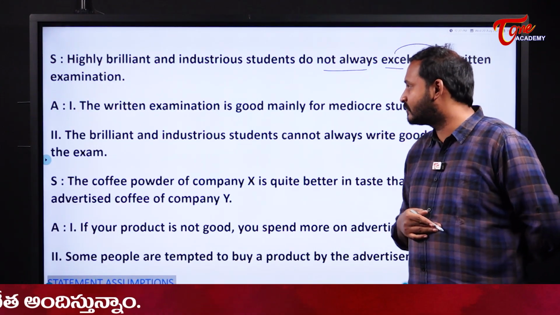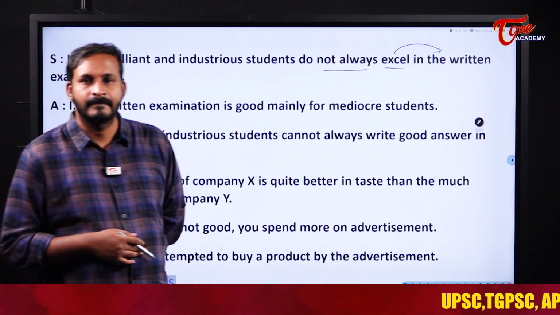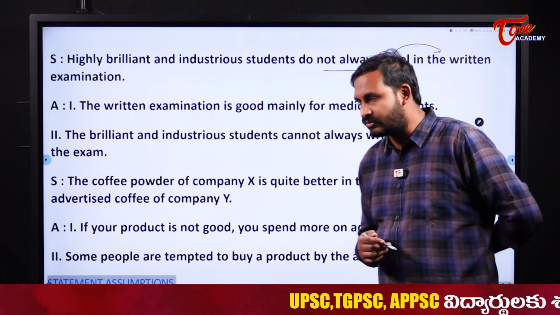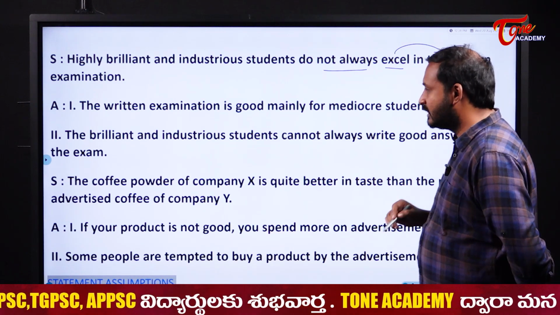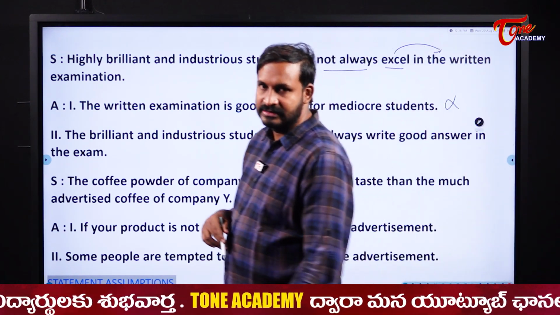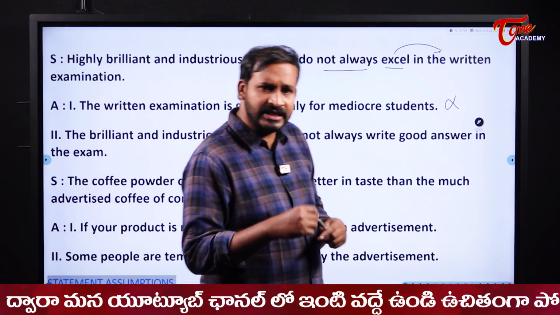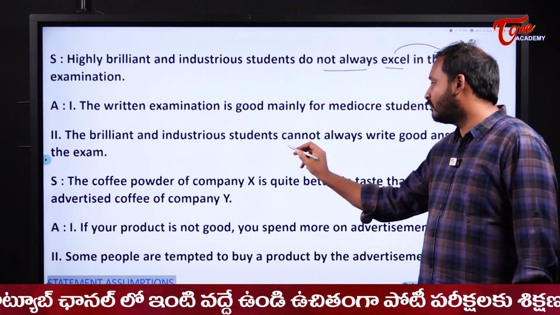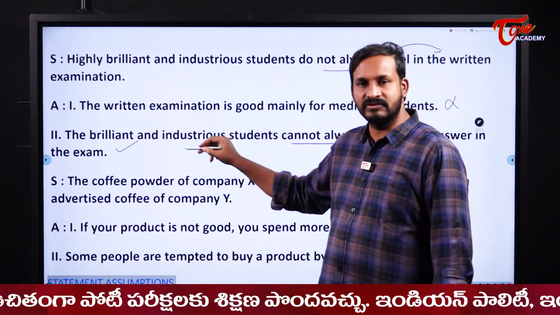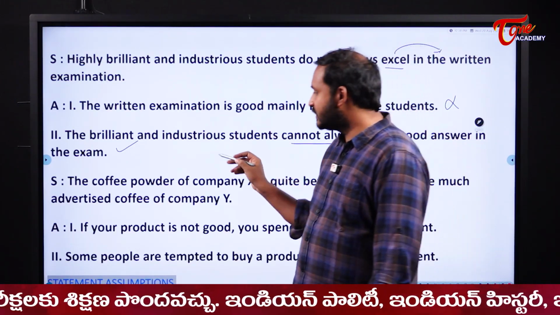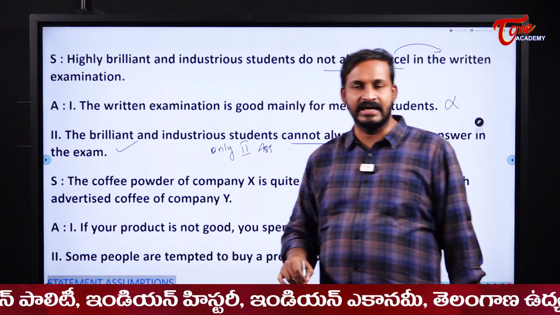Next, that written examination is good mainly for mediocre students. Anywhere in the statement, did they speak about mediocre students? Nowhere, right? So it is out of the context, so it is not at all implicit for me. Next, the brilliant and industrious students cannot always write good answers in the examination. Yes, already we are told, right? They cannot excel in the examination means sometimes they can write, but cannot always write. So that is negation. Yes, this one is implicit for us. It is correct. That is the thing which was mentioned in the statement also. So only the second assumption is implicit for us.